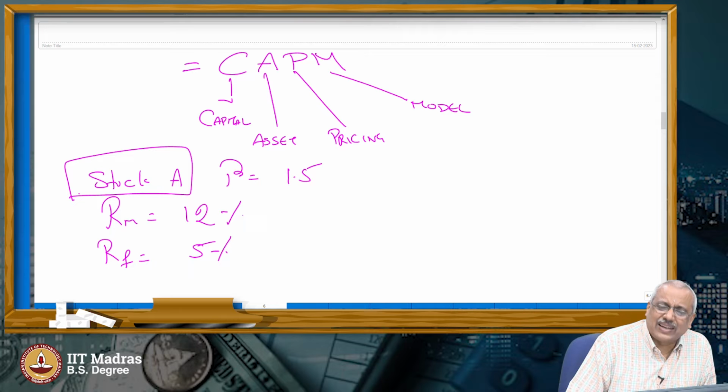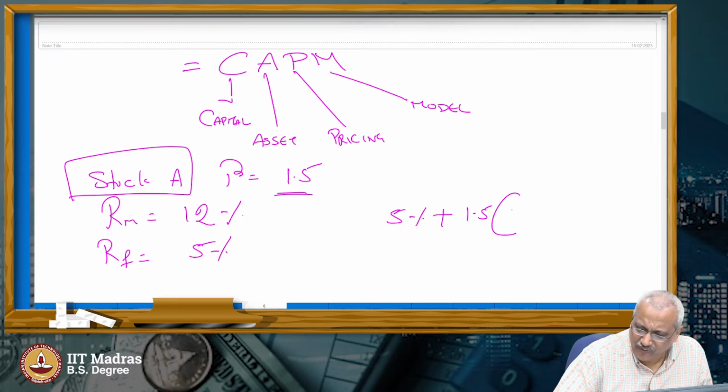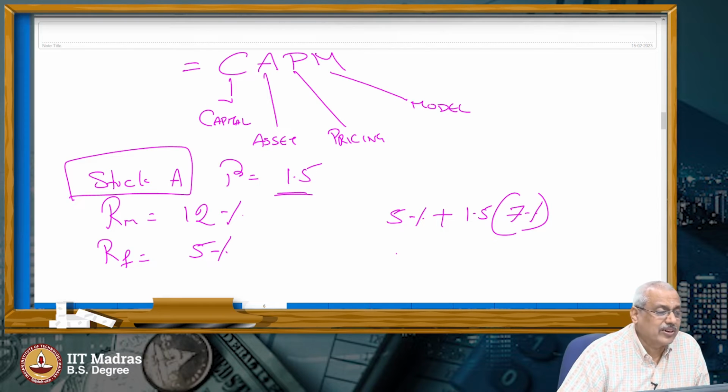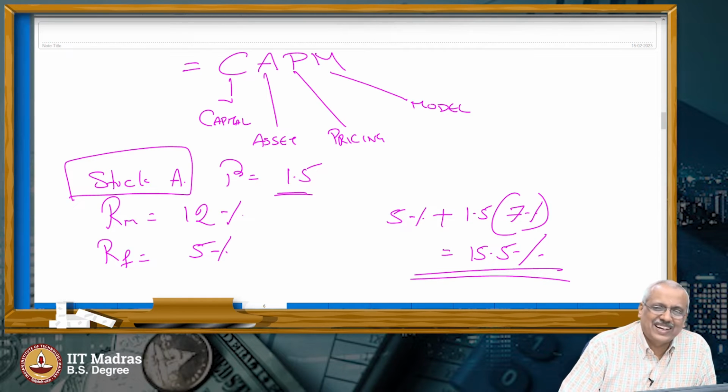The expected return of stock A will certainly be higher than 12% because the beta is 1.5. So, it will be nothing but 5% plus 1.5 into 12 minus 5, that is 7%. That is as well 1.5 into 7, that is 10.5. 10.5 plus 5 is 15.5%, which will be the expected return of investing in stock A. Am I right? 15.5%. Yeah, that's all. See, 1.5 of 7%, that is about 10.5, that's all.